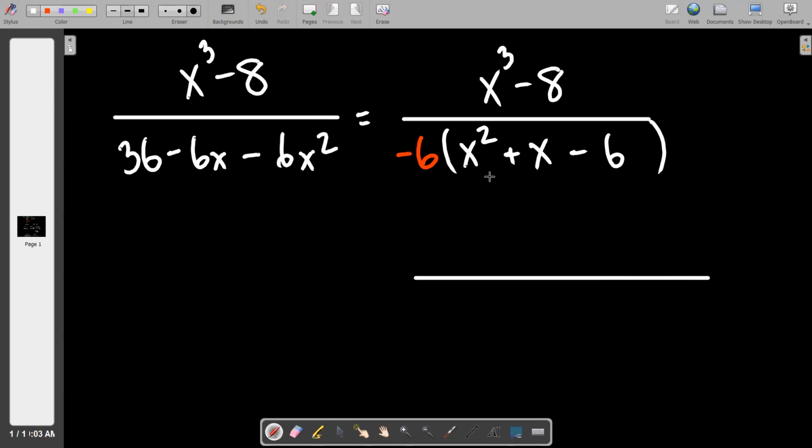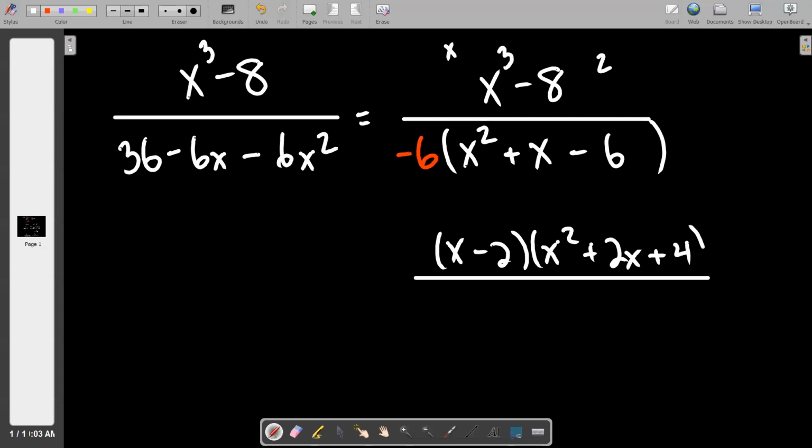Yeah, it's a difference of cubes, right? Where a is x and b is 2. So we're going to have a short set of x minus 2 and a long set of x squared plus 2x plus 4. All right, and then the bottom, we're still going to keep that -6 out in front, and then we're going to factor the trinomial. What does that factor into?